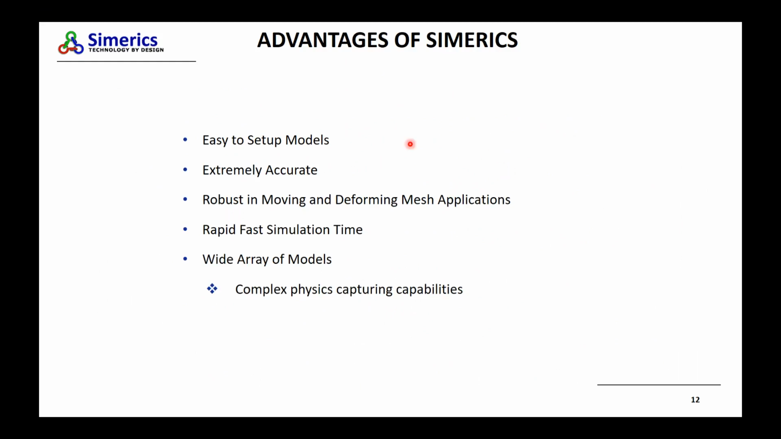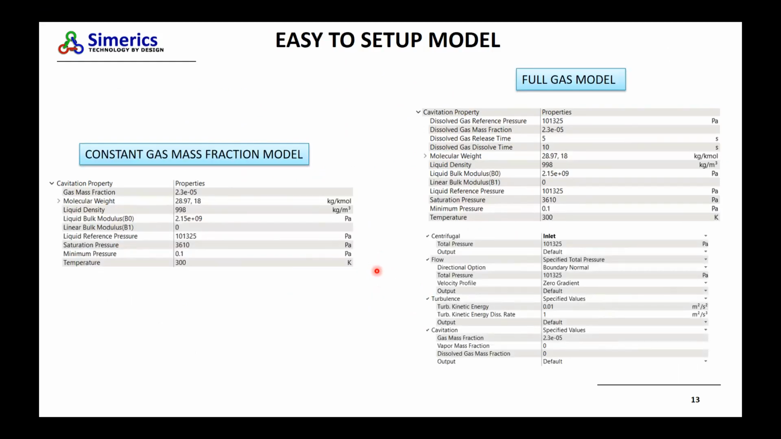So in terms of advantages, I'll quickly gloss through some of them. The first thing is it's very easy to set up models. It's quite accurate. We will show some cases that show this, and it is robust even when you have moving deforming meshes. We have quite fast simulation runtimes, and a wide array of models that can capture complex physics. So in terms of the ease, I think the model is quite self-explanatory.